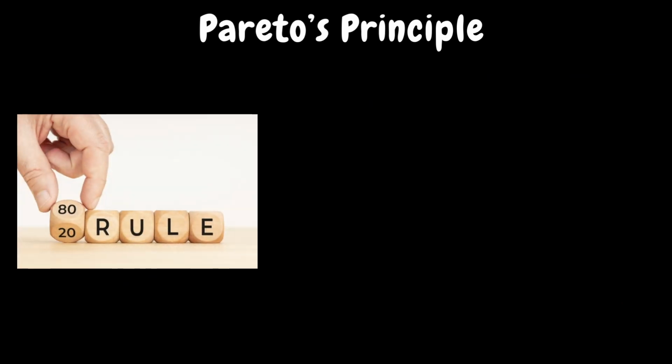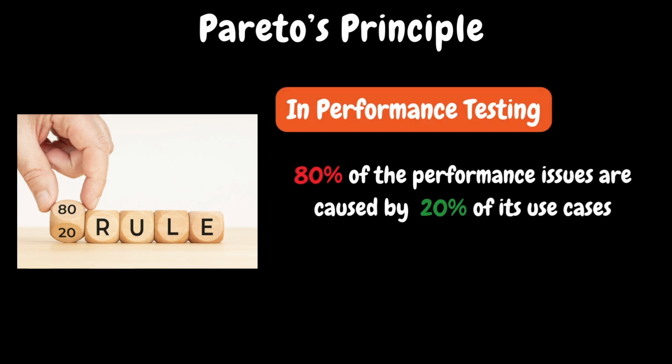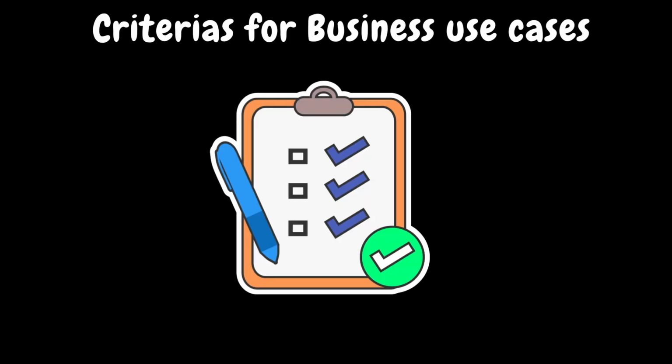In performance testing, we follow this principle to identify the business use cases. If we translate this principle into performance testing, we can say that 80% of the performance issues or bottlenecks are caused by 20% of its use cases. So, the performance testing team will apply Pareto's principle to identify the critical business use cases. To identify the business use cases using Pareto's principle, they follow certain criteria. Let's look at them now.